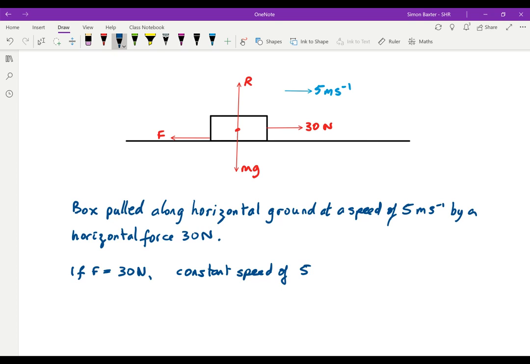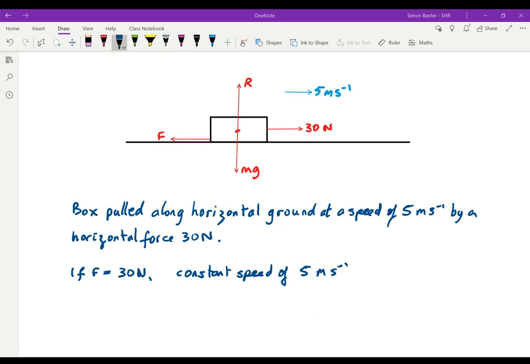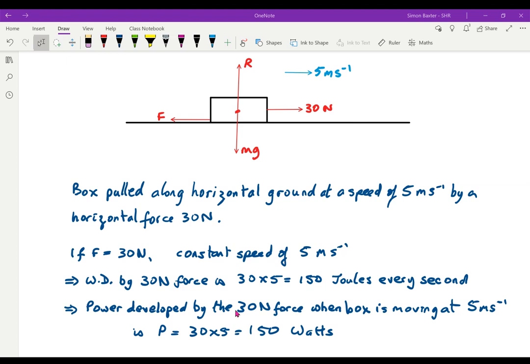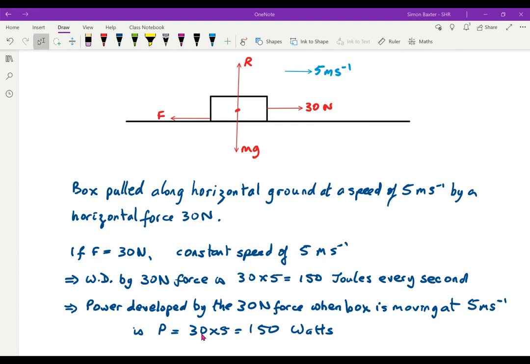of 5 meters per second. This means that the work done by my 30 Newton force, moving 5 meters every second, will be 30 times 5, that's 150 joules every second. And the power developed by the 30 Newton force when the box is moving at 5 meters per second will be P is 30 times 5 as above, which is 150 watts. Watts is the unit of power.